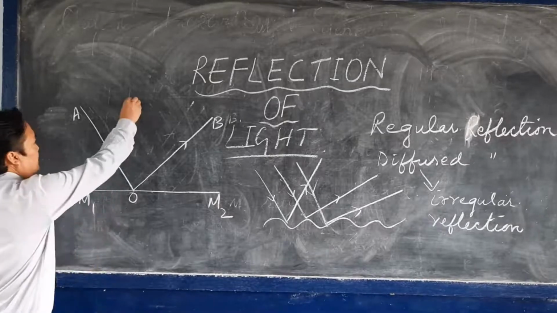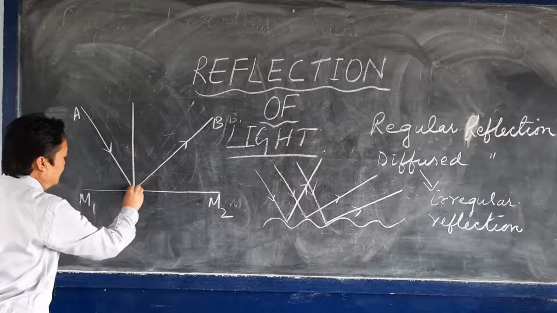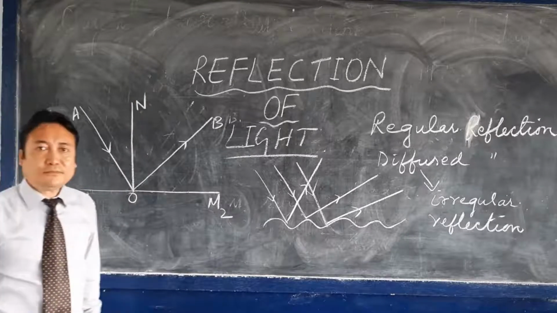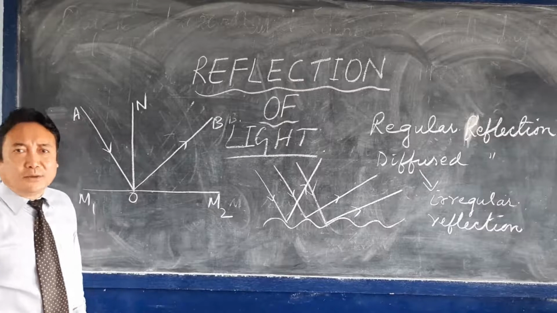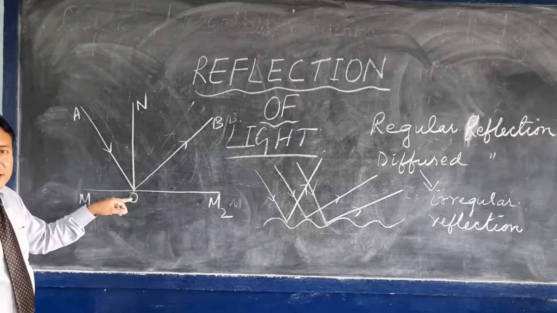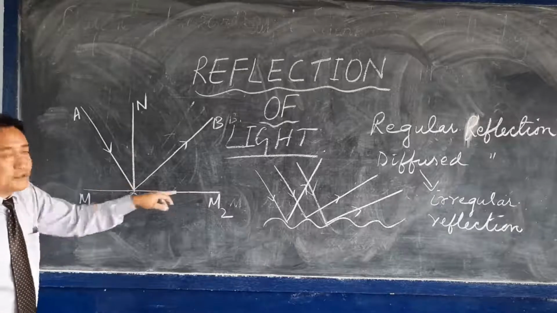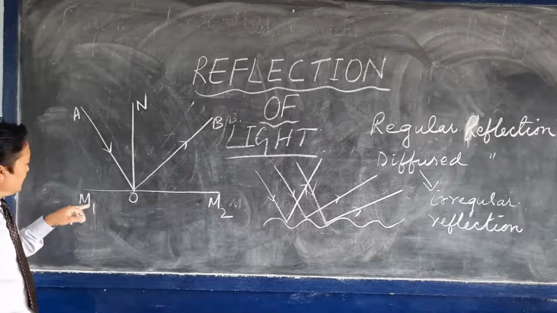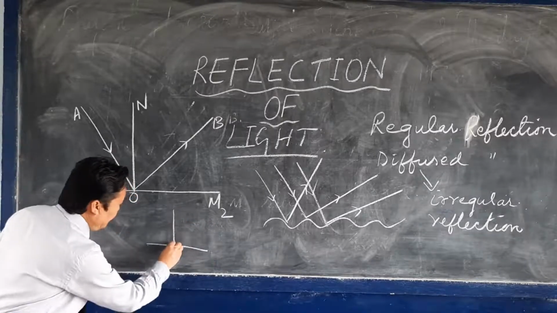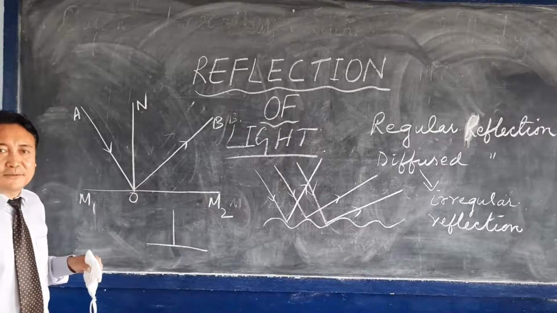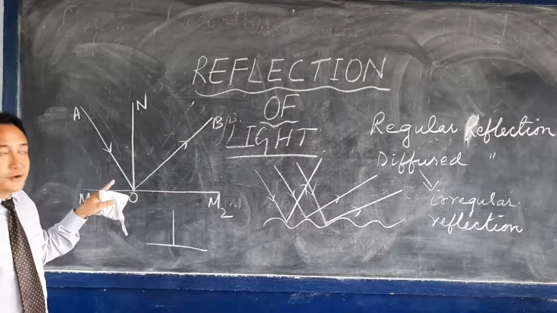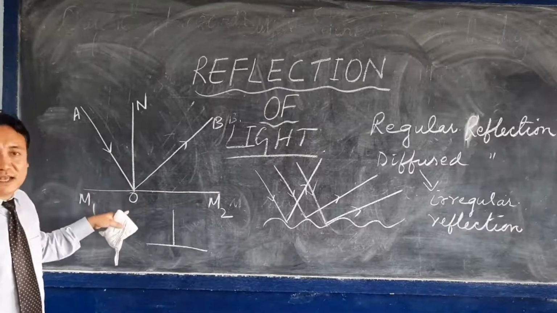Then the other one is known as the normal. Normal is always drawn at the center. And NO is the normal. Normal means the perpendicular drawn on the reflecting surface. So this is the reflecting surface M1 and M2. On this reflecting surface, when I draw a perpendicular line, this perpendicular is known as the normal. So NO is considered as the normal.